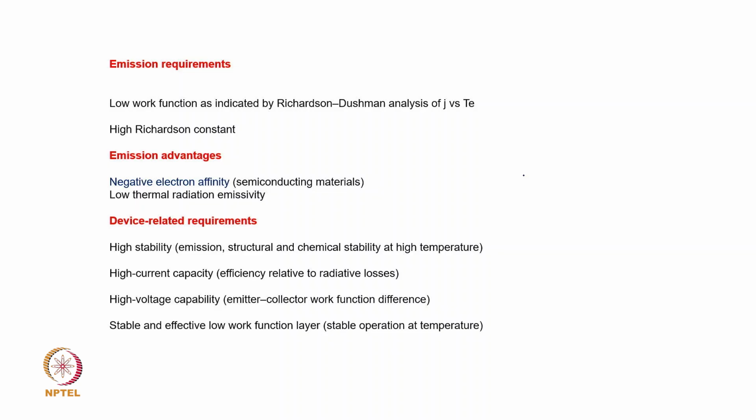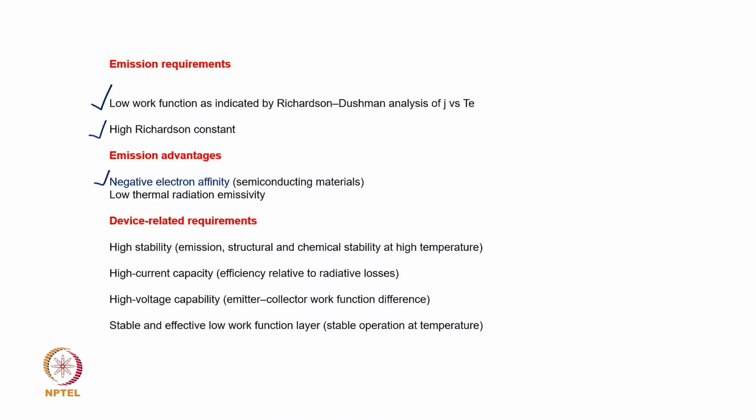Okay. So, the two important requirements for emission are low work function, so that you need to supply less heat, and high Richardson constant. That we have seen from the Richardson equation. And what are the emission advantages? There is a very important thing which is known as negative electron affinity.